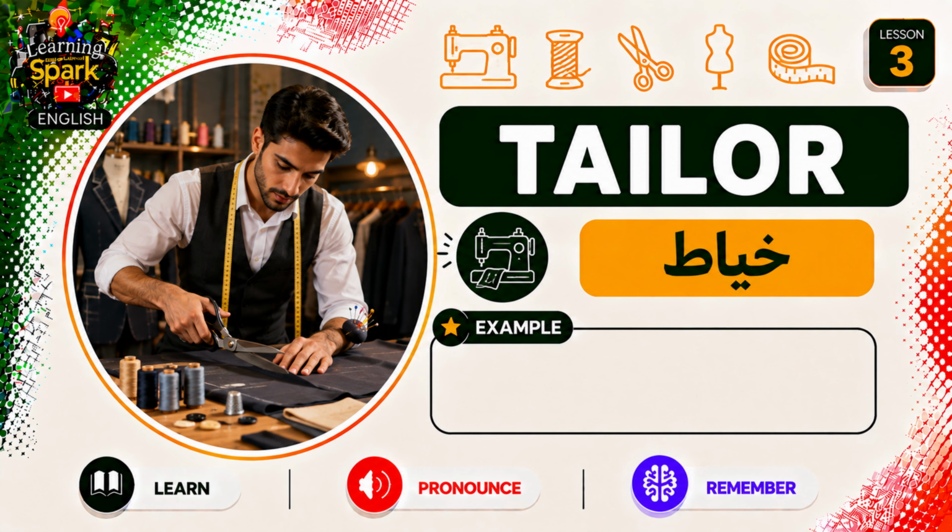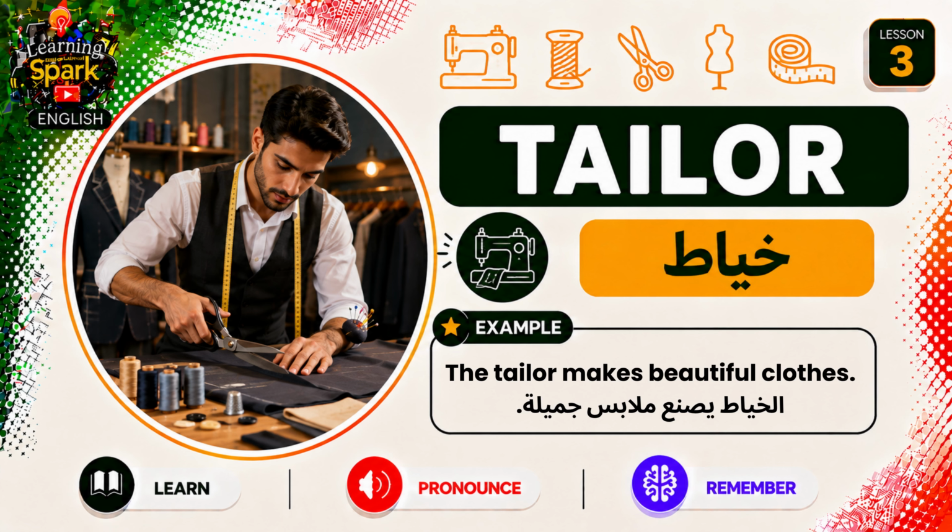Tailor. Example: the tailor makes beautiful clothes. The tailor makes beautiful clothes.